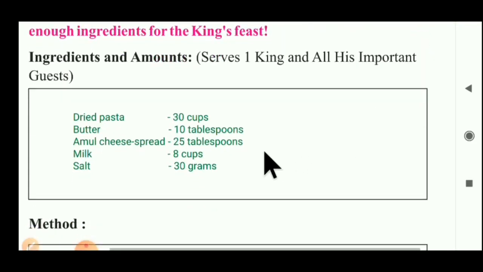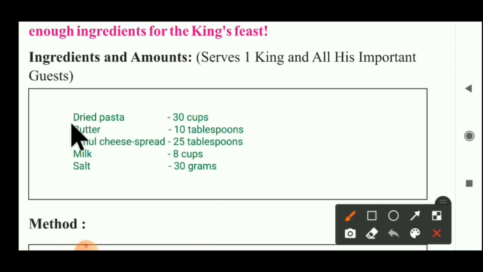So those are the things we require. Here I make the ingredients list and how much is required. You have to just complete it in your textbook. First, dried pasta we require. For example, you have to make pasta for the king and all his important guests. So first take dry pasta. How much dry pasta is required here? Dried pasta required is 30 cups. Then we require 30 cups dried pasta.